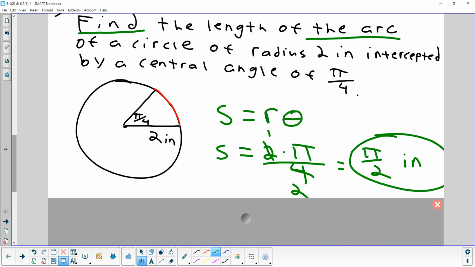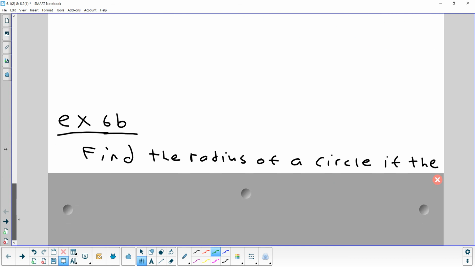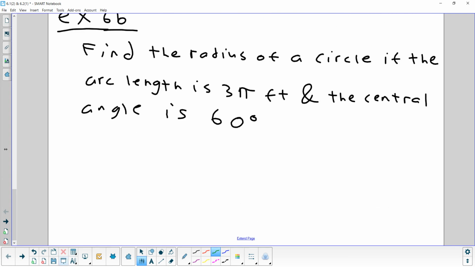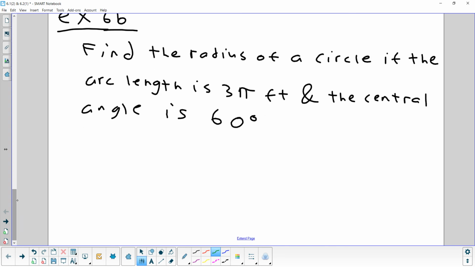So that's an example where they give you the radius and they give you the angle, and they have you solve for the length of the arc. They also gave you a picture and a description. Usually you're not going to have both. Let's try one where you don't have a picture. It says, find the radius of the circle if the arc length is 3 pi and the central angle is 60 degrees. Okay. Let's just write the formula first.